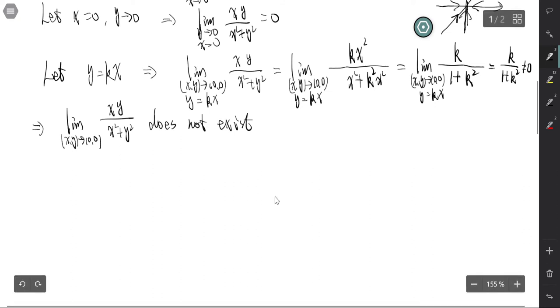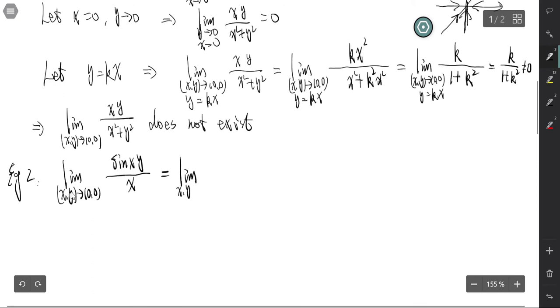A second one. We find the limit as (x,y) tends to (0,0) of sine(xy) over x. This limit, we can change into a single variable limit.